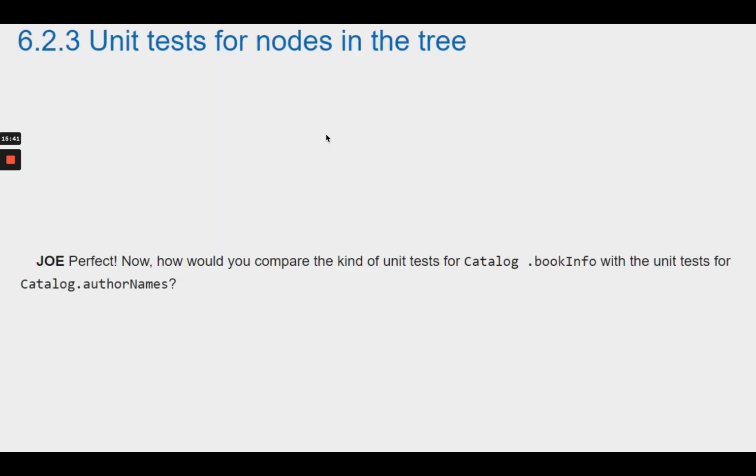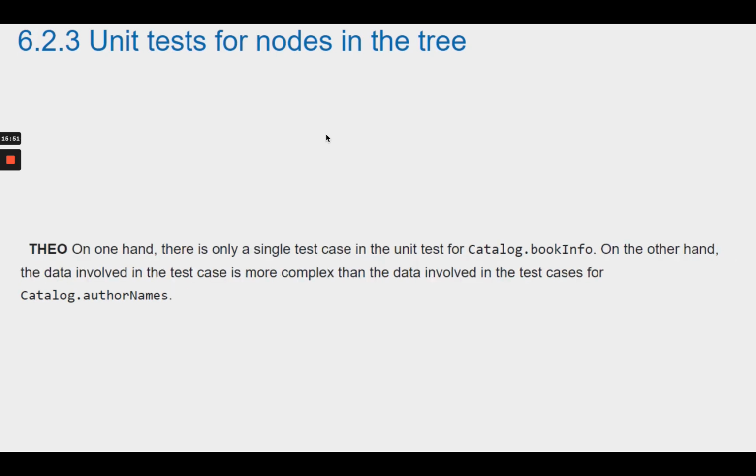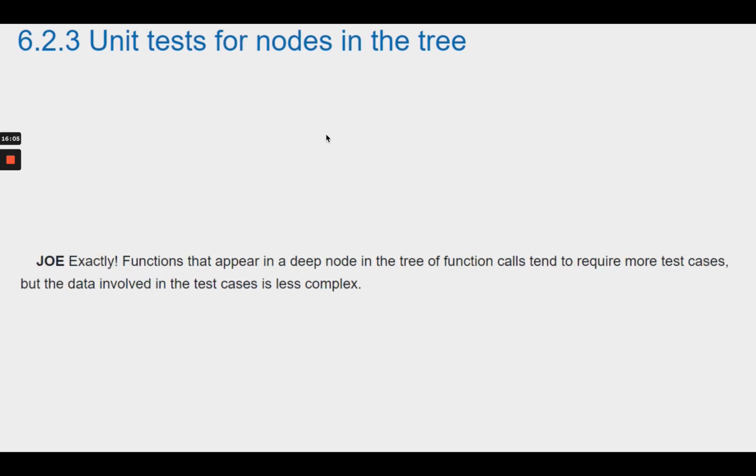Joe: Perfect! Now, how would you compare the kind of unit tests for catalog.bookInfo with the unit tests for catalog.authorNames? Theo: On the one hand, there is only a single test case in the unit test for catalog.bookInfo. On the other hand, the data involved in the test case is more complex than the data involved in the test cases for catalog.authorNames.